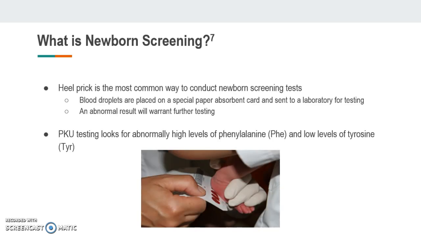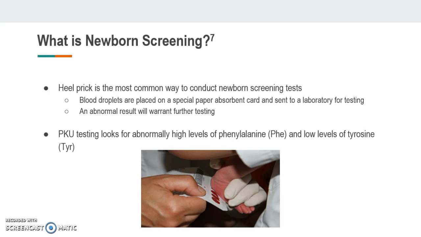A heel prick is the most common way to conduct a newborn screening test. This involves making a small puncture in the newborn's heel and collecting a few droplets of blood. These blood droplets are placed on a special paper absorbent card and sent to a laboratory for testing. This can actually be somewhat difficult to perform because the blood droplets must be precisely placed on the card and several dried blood spots must be made. If an abnormal result occurs, further testing will be warranted to confirm a diagnosis of PKU.